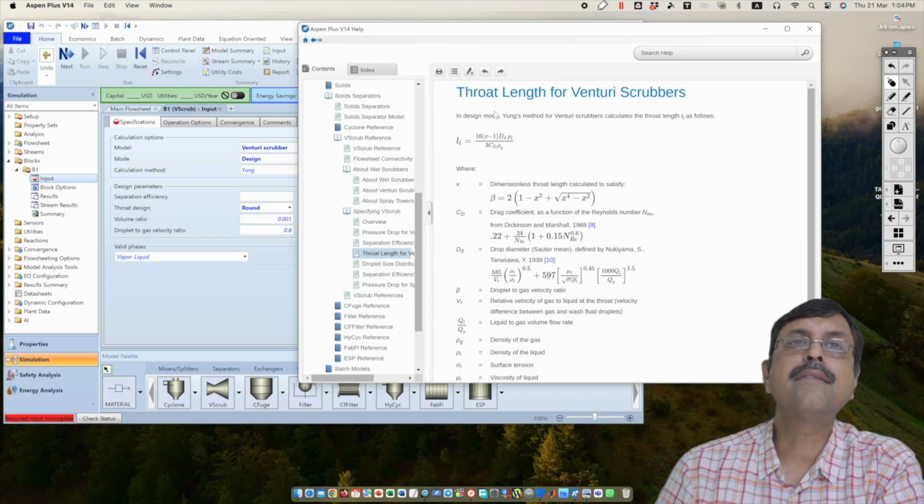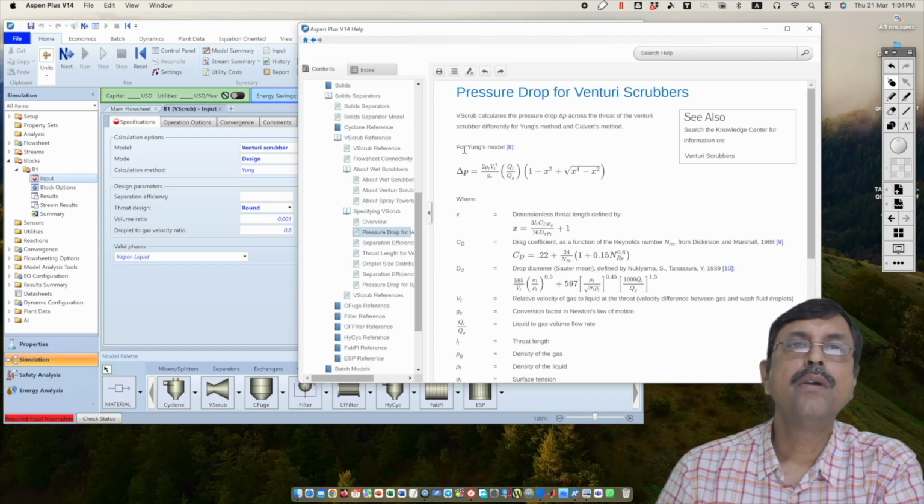So LT is the throat length of the Venturi scrubber. This will be calculated by Aspen. And this is the pressure drop, which, say for Young's model, is a function of all these things. So this is the beta, which you have already specified over here, the beta value. That is the droplet to gas velocity ratio.